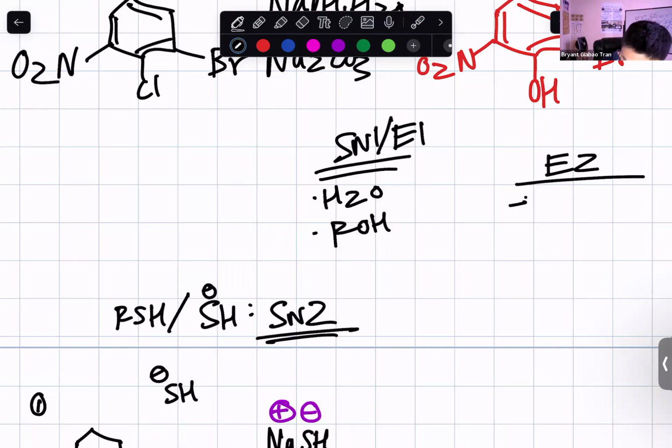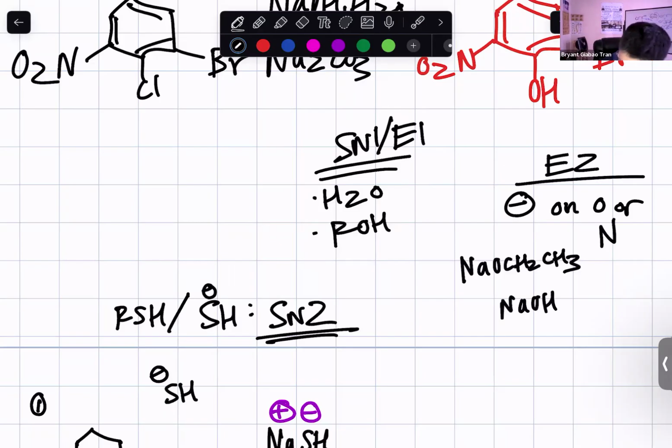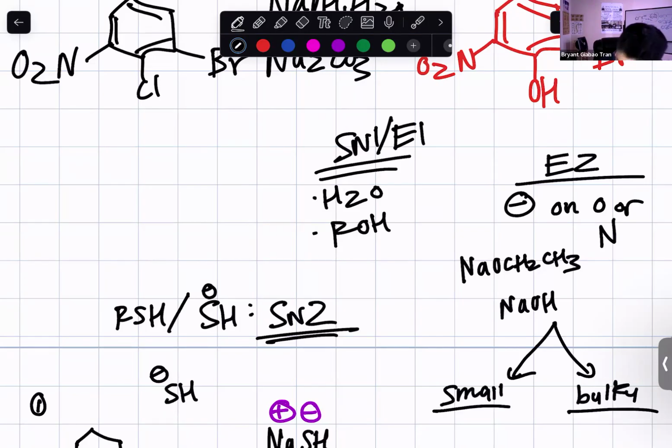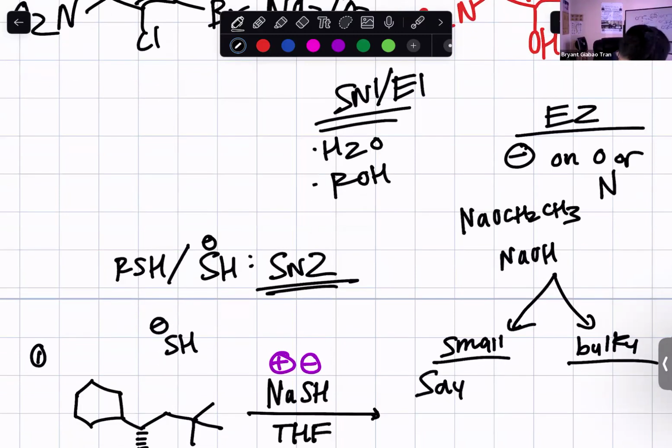And then E2 are going to be the strong bases. For the strong bases, I think of a negative charge on an oxygen or nitrogen, like you can see NaOCH2CH3 or NaOH. We can split them into two types of strong bases: small and friendly, like you put on your whiteboard, or bulky and bullies. The small ones would go for the Zaitsev E2, and bulky would go for the Hofmann E2.